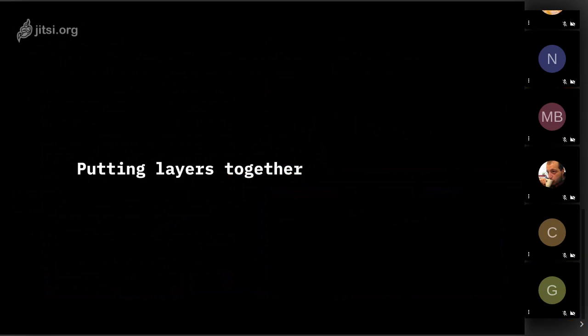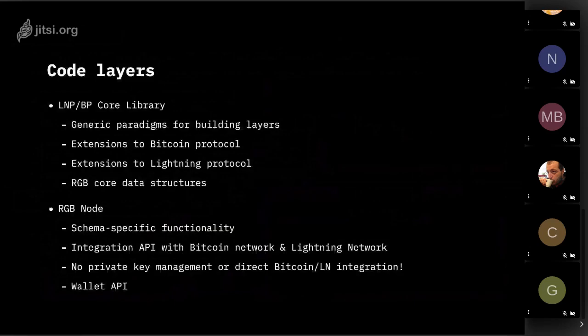Okay, so concluding this presentation, in RGB we have a set of layers. And these layers are very well separated within the code base that we have today. Because of this complexity that I just described, we really need a very modular and layered structure to audit and make sure that RGB is functioning properly. And these layers are separated across two main software components.